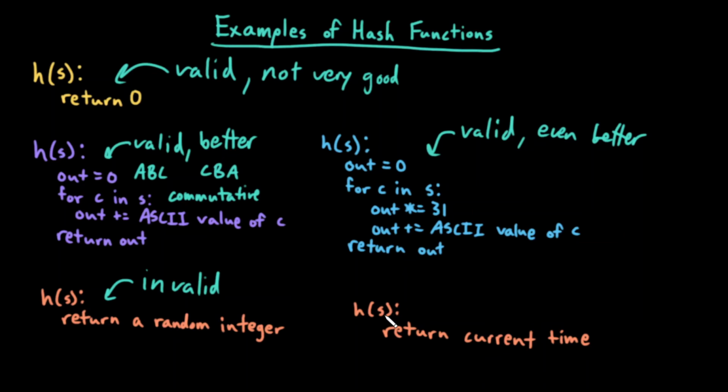So given some string, this just returns the current time. Again, this is invalid. If I run this function given the string Nima right now, and then I wait 5 minutes and then run it again, giving it the exact same string, it'll return two different values because the time has changed. So again, this violates my need of having the exact same hash value for equal objects.